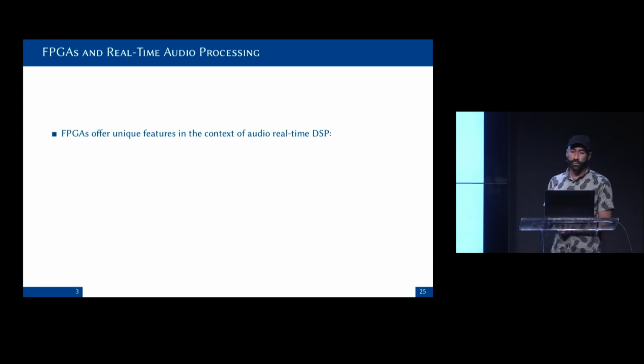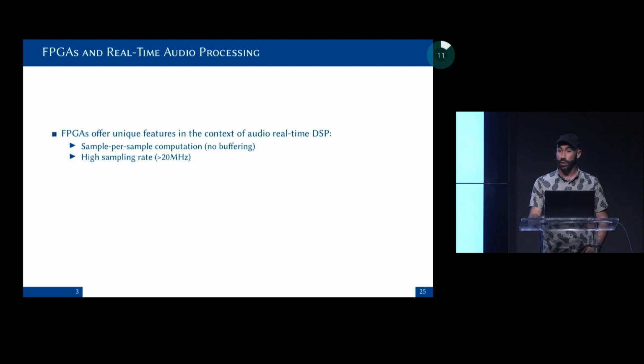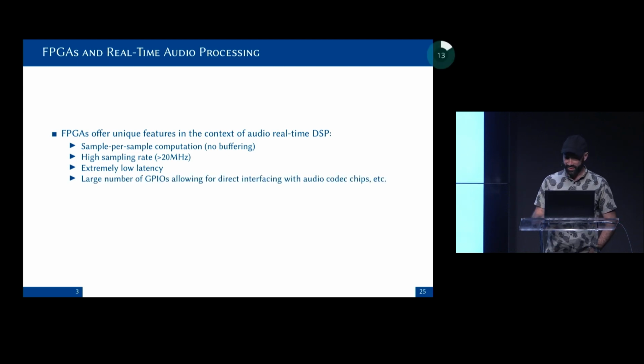So how can we use FPGAs for real-time audio signal processing? The first thing I want to say is that FPGAs offer really unique features in the context of real-time audio DSP. First, you can do sample-per-sample computation, which can be very useful, especially if you want low latency performance. You can target super high sampling rates in the megahertz range. You can go far above 20 megahertz if you want. So potentially that can be interesting. You get very low latency because of the sample-per-sample computing.